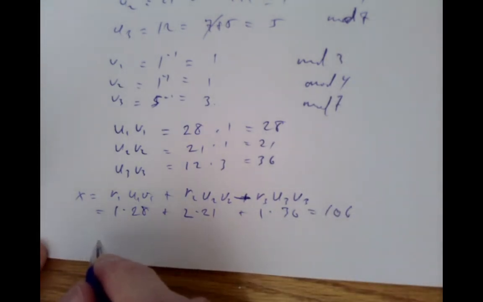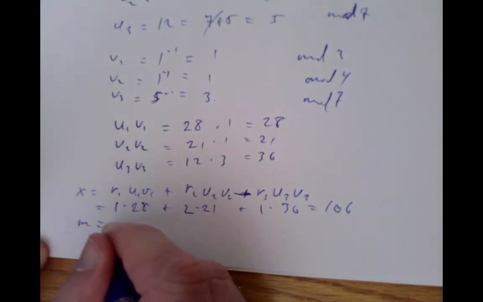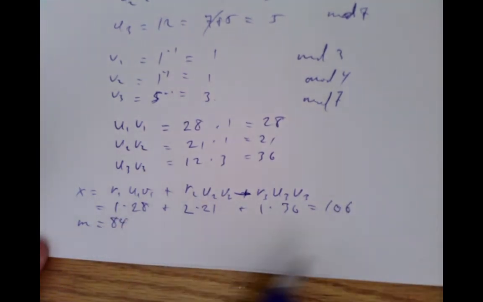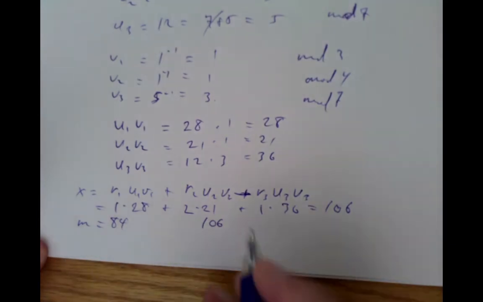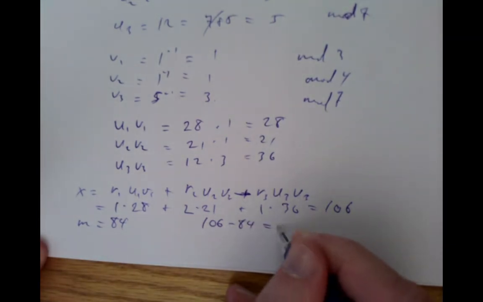But remember that we're working up to M. M was in our case 84. So this isn't the smallest answer. It's not the best answer, and that's very typical of this method. It doesn't always pop out the best choice of answer. It gives us 106, but 106 is supposed to be the answer up to 84s, and so we could find a better answer by killing off an 84 and getting 22.